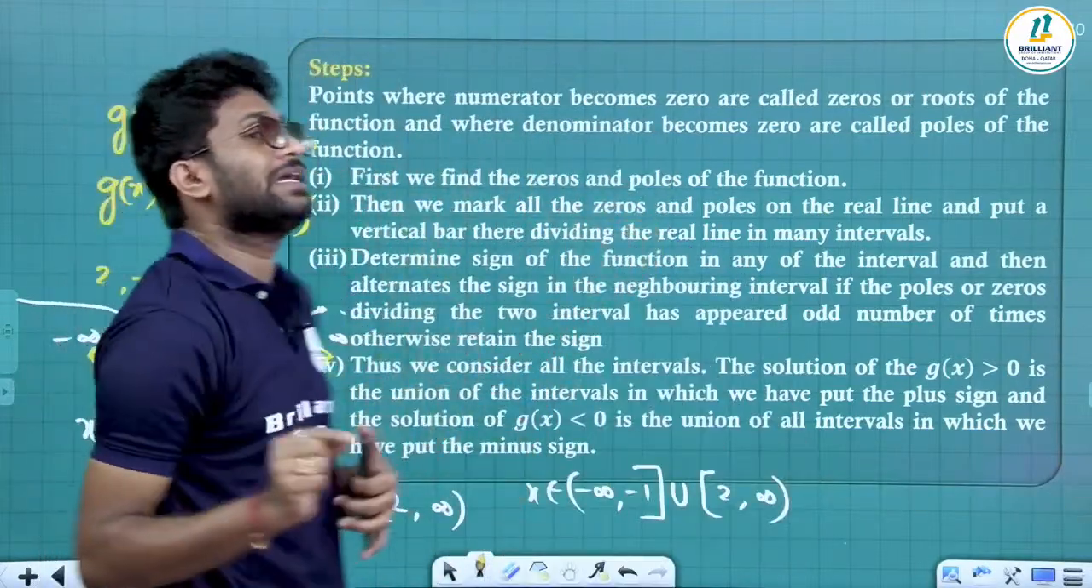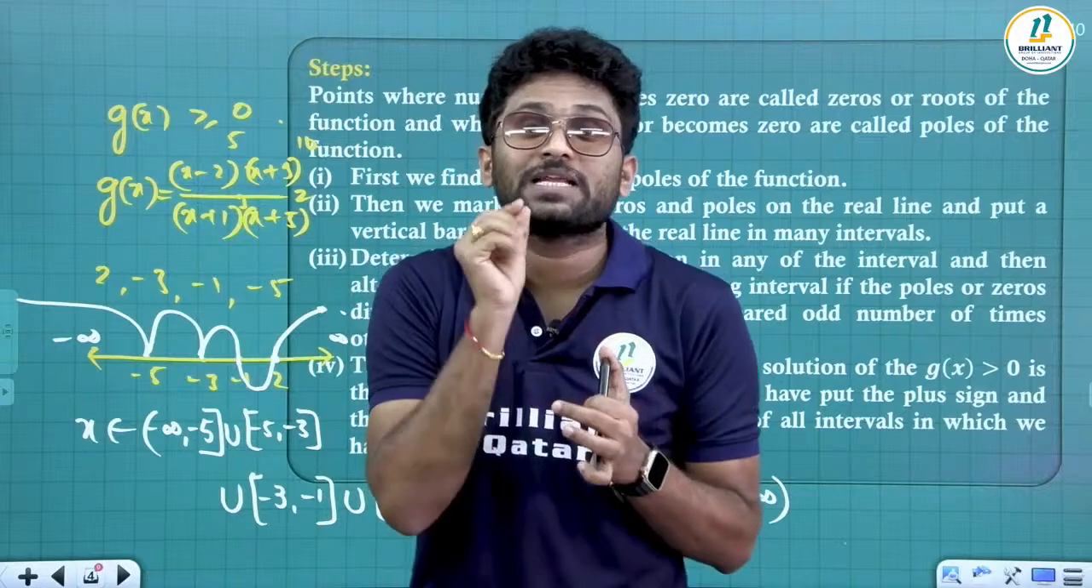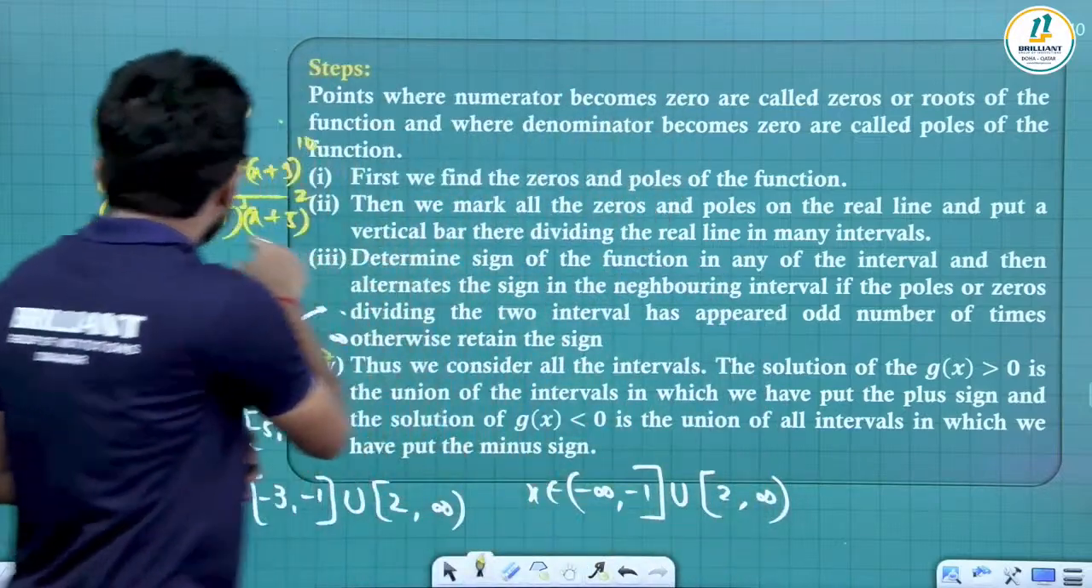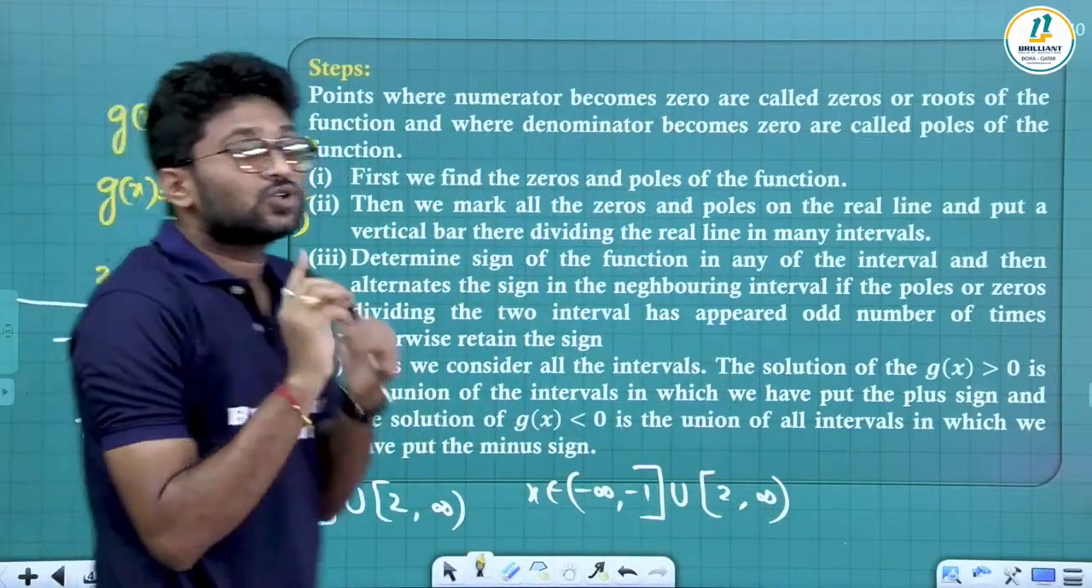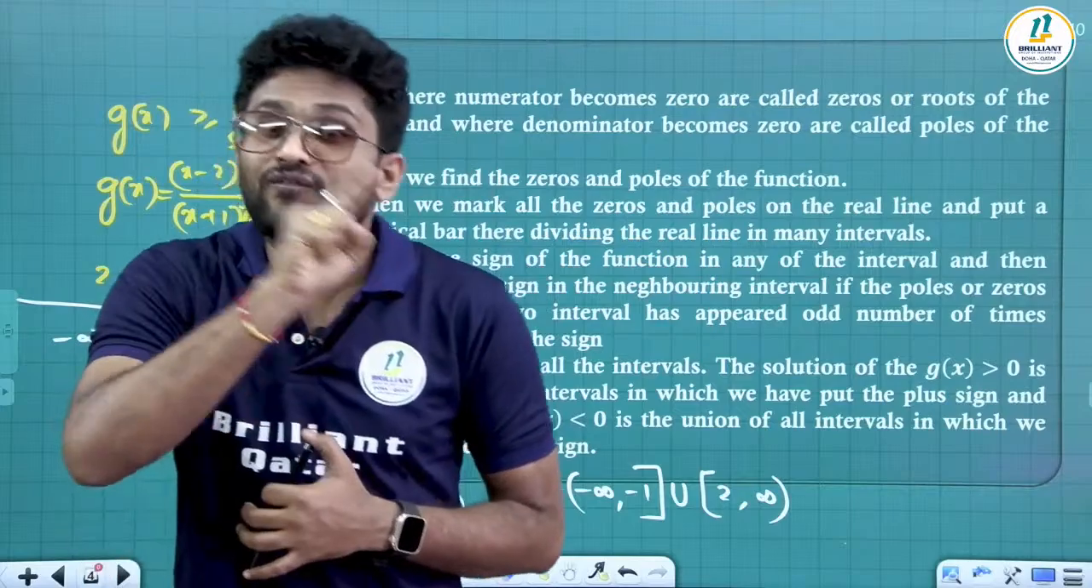Denominator poles shouldn't be included. That means these -1 and -5 in the denominator should never be included in the solution.